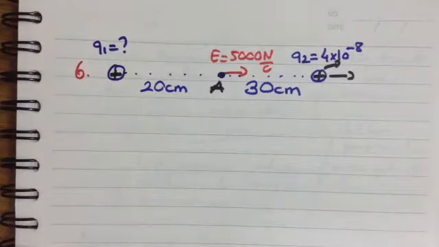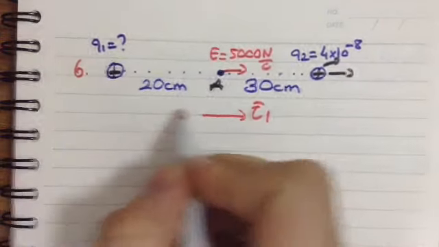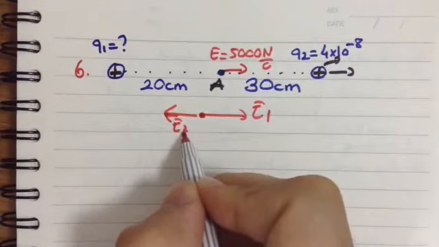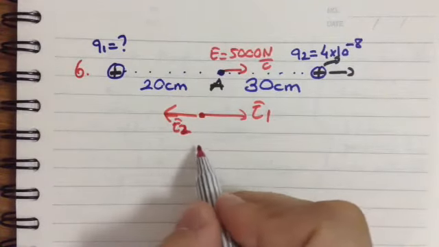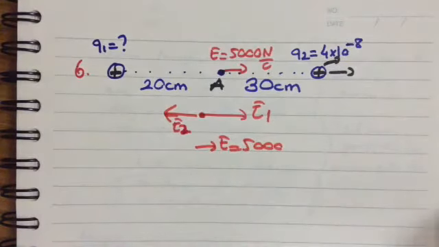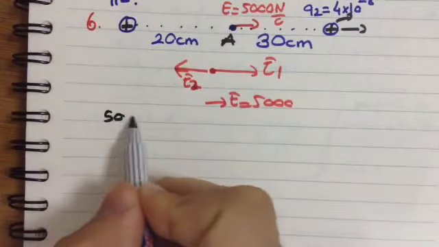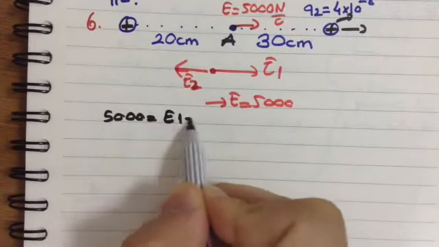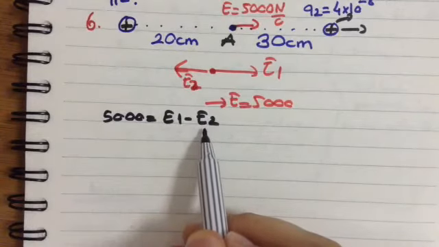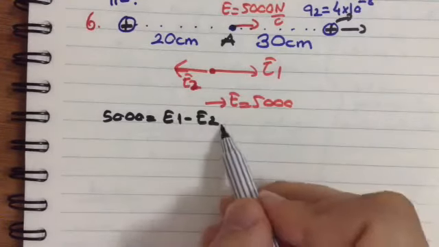In here, E1 will be on the right hand side direction, and E2 is going to the left hand side direction, the negative x direction, and totally they will give me electrical field E, which is 5000. So from here I can come to that conclusion: 5000 will be equal to E1 minus E2. So from here, I can find E2 first, then I can find E1. Let me find E2 in here.